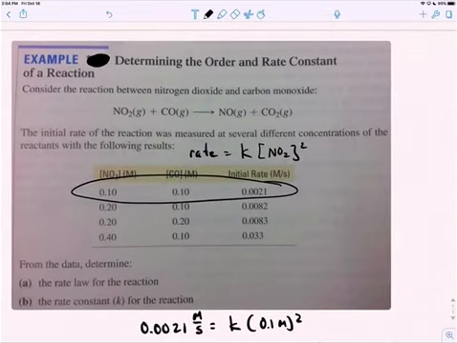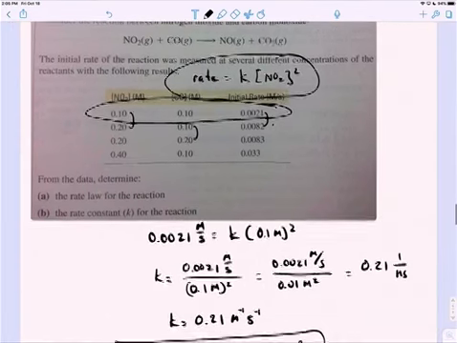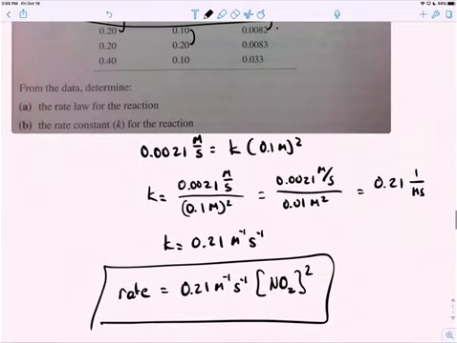You can use inspection or mathematics. So when the concentration doubles here, the rate quadruples. This means that the NO2 is second order. This doubles and the rate stays the same. Therefore, it's zero order with carbon monoxide. So we can then write out the rate law this way, and then we can plug in to figure out what the rate constant is.